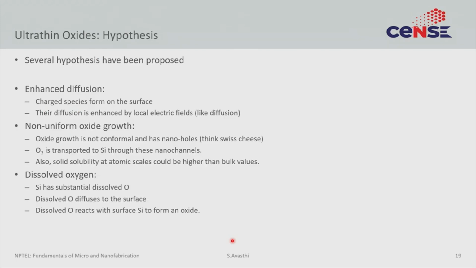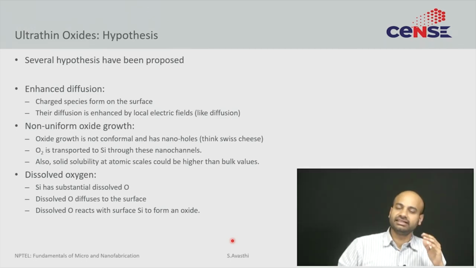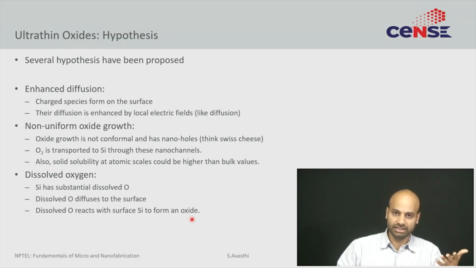There are several hypotheses on a physical level of why this actually happens. I do not think there is consensus or clarity on what exactly is happening in these ultra small thicknesses. Here are some of the possibilities that could be happening, but they are still open. This is still an open question in my knowledge. So, one of the things that people have proposed is that there is sort of an enhanced diffusion, that charged species form on the surface, and when these thicknesses are very small, these charged species are actually much more mobile than what a simple Deal Grove model predicts, and that enhanced diffusion leads to enhanced growth rate.